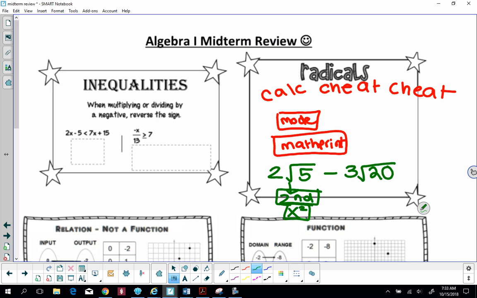What answer do you get? Negative 4 radical 20. I'm sorry, negative 4 radical 5. Woo! Did everyone get that answer? Awesome. Now, is that number rational or irrational? Irrational, because it's radical 5. Is radical 5 a perfect square?